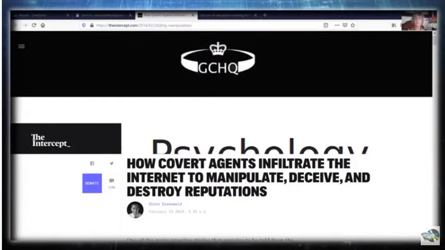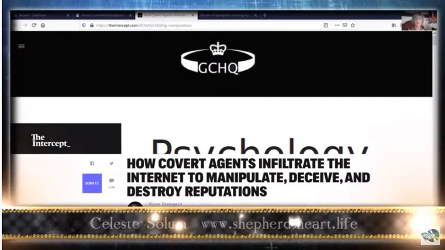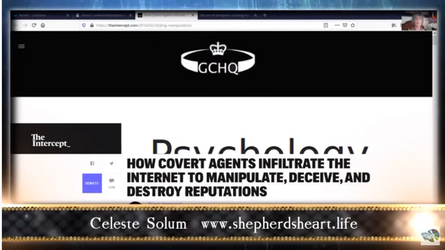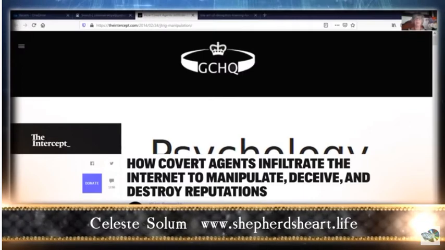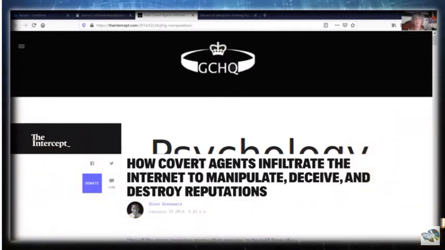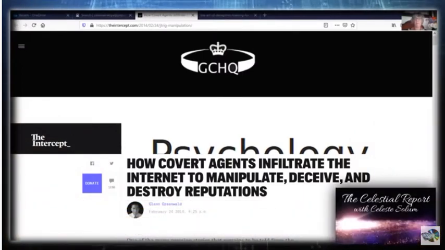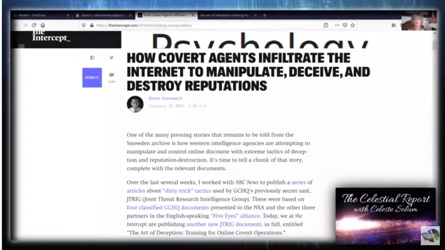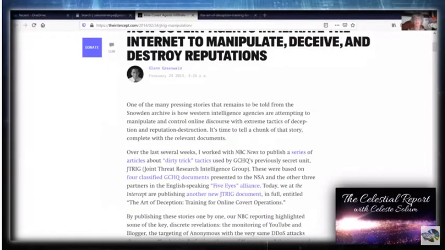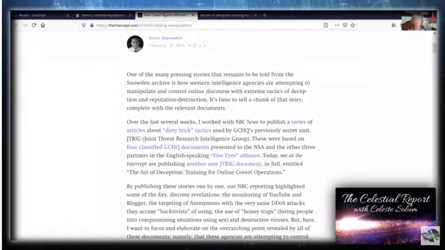So we're going to continue on with our exposé on the information war that we are engaged in. And so this article is on how covert agents infiltrate the internet to manipulate, deceive, and to destroy reputations. And this was originally classified. They do dirty tricks. And this was released from the Joint Threat Research Intelligence Group.